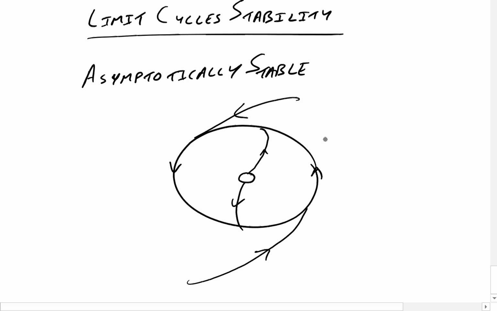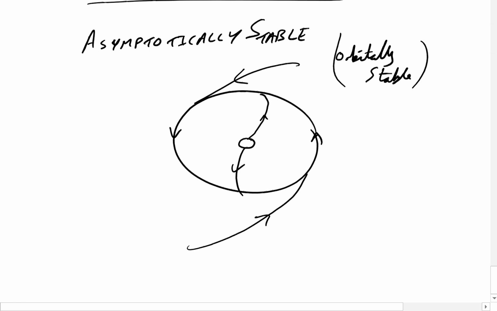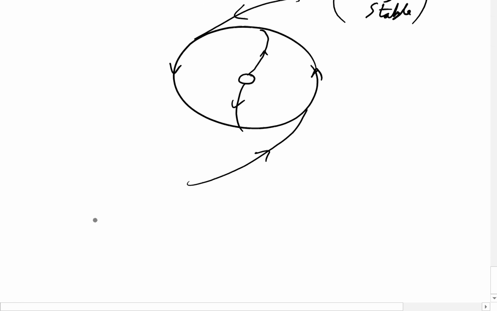This is sometimes also called orbitally stable because it heads in from both sides. So orbitally stable is where it heads towards the closed trajectory from both sides. The next case of stability is semi-stable, and that's basically where it heads towards this closed trajectory from one side.